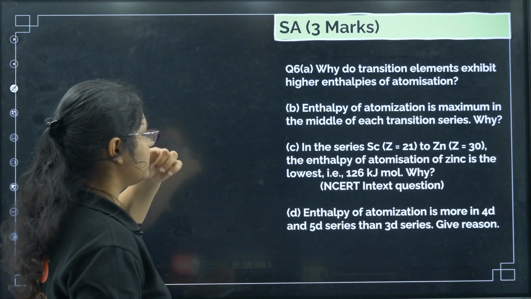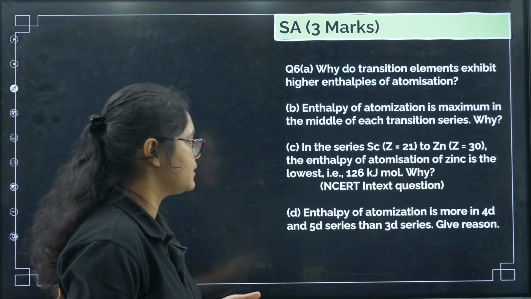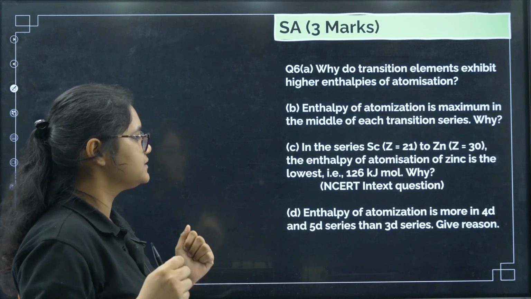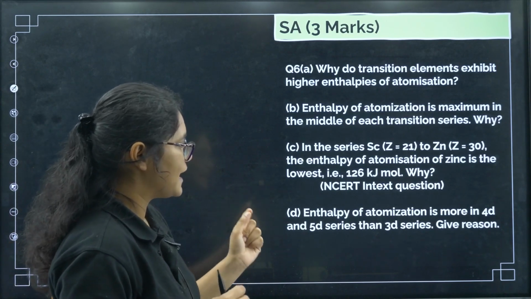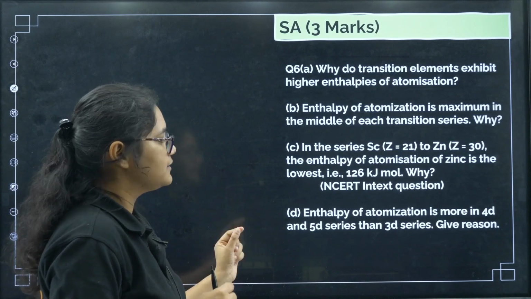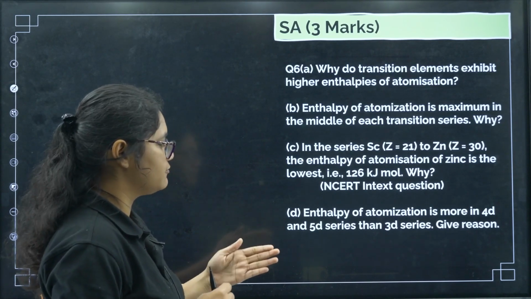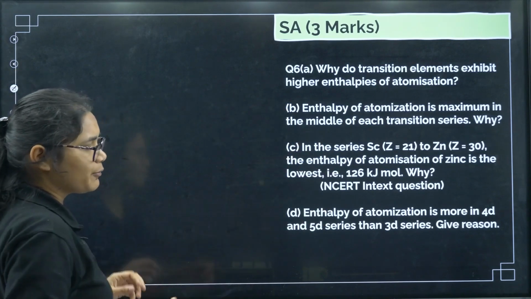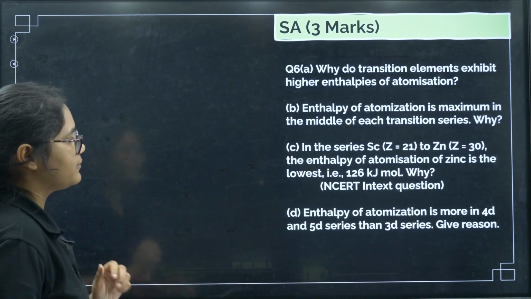Next question: why do transition elements have higher enthalpy of atomization? Enthalpy of atomization is maximum in the middle of each series. In the series scandium to zinc, the enthalpy of atomization of zinc is the lowest. Enthalpy of atomization is more in 4d and 5d as compared to 3d. Give reason. Okay, so I have covered all the questions related to enthalpy of atomization here.